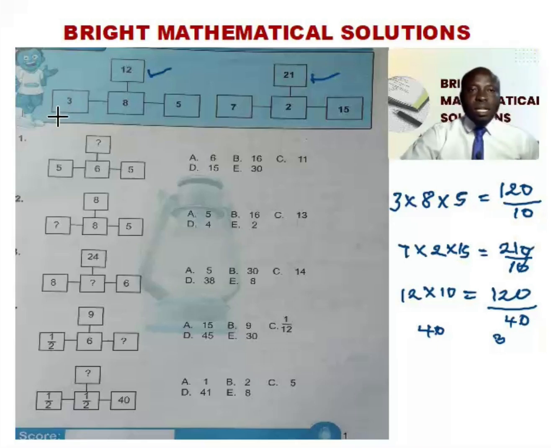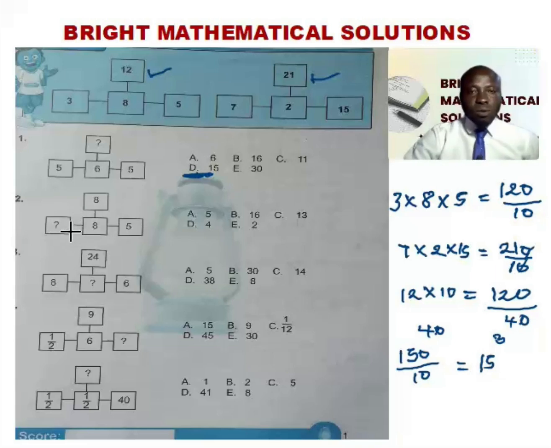Now let us take that operation, the understanding, to our exercise, and let's see how that works. Now the first one, we have 5 multiplied by 6, that is 30. 30 multiplied by 5 will give us 150. 150 divided by 10 will give us 15. So our answer here is D, 15.